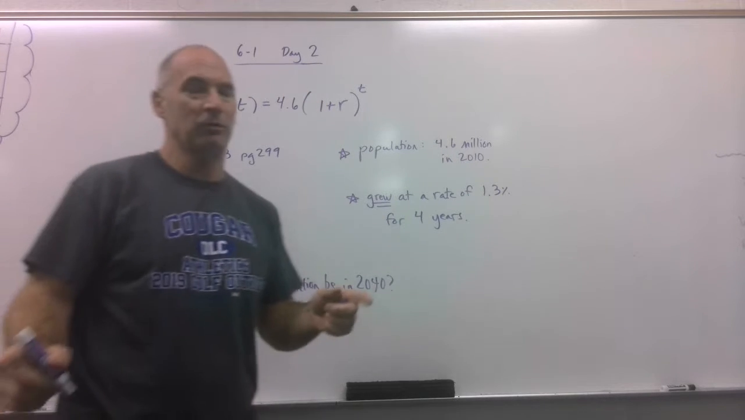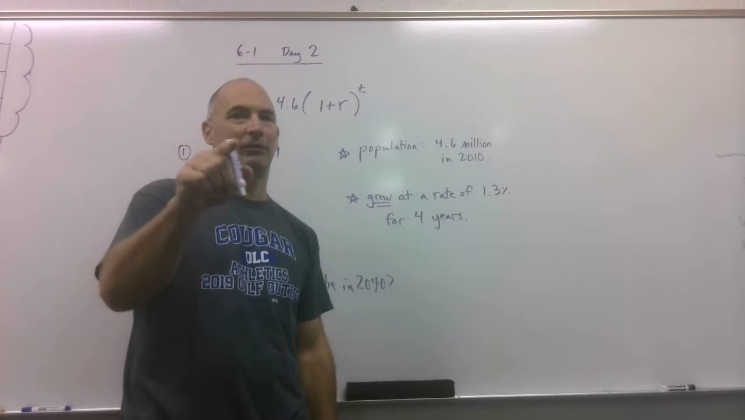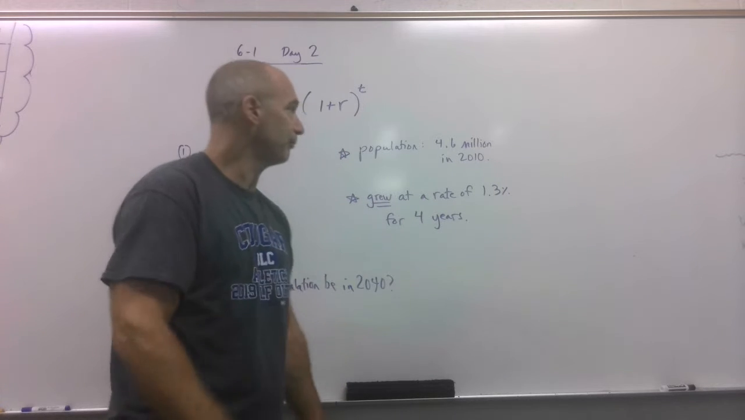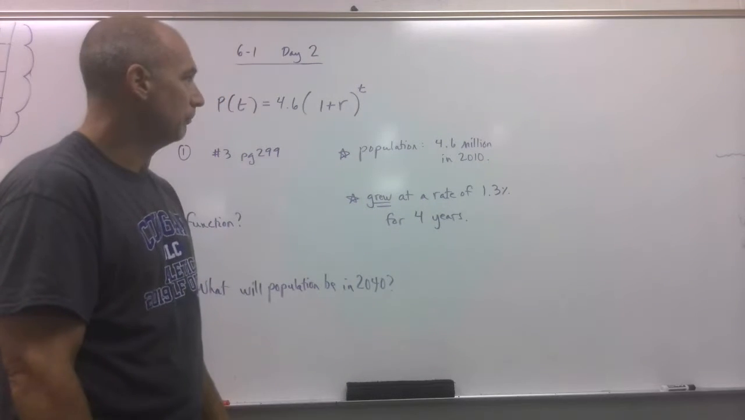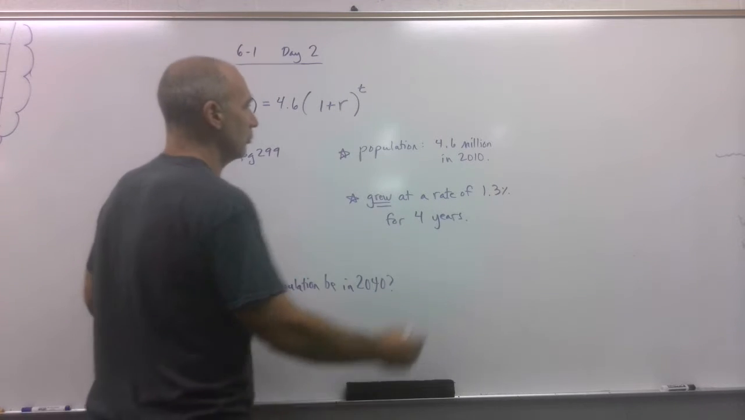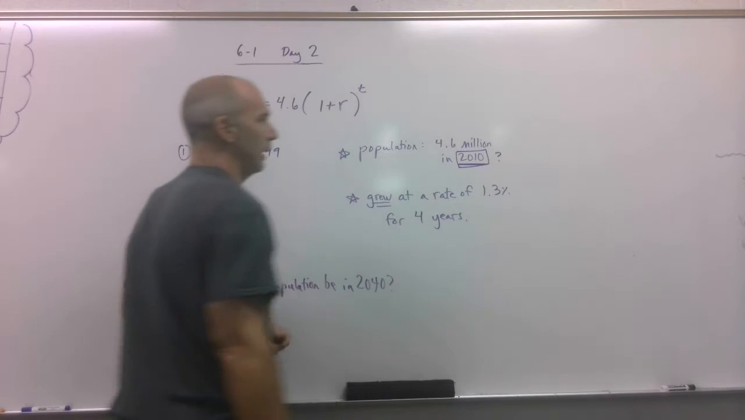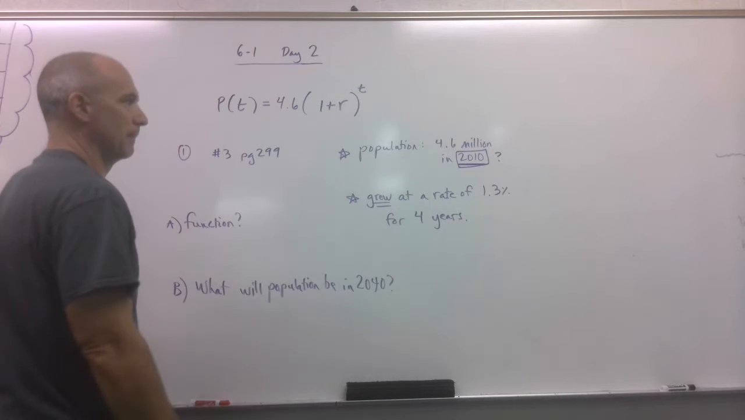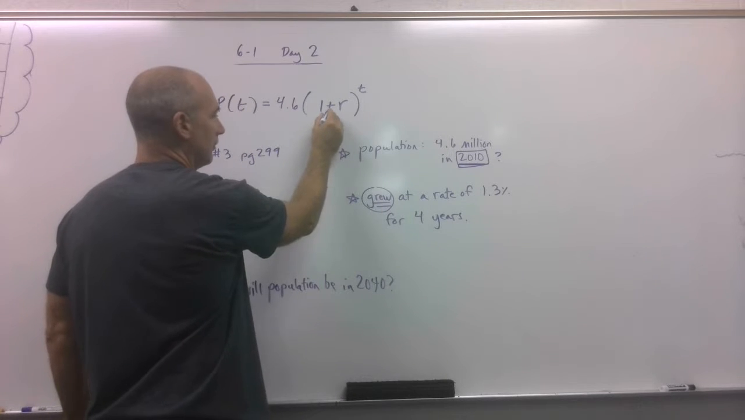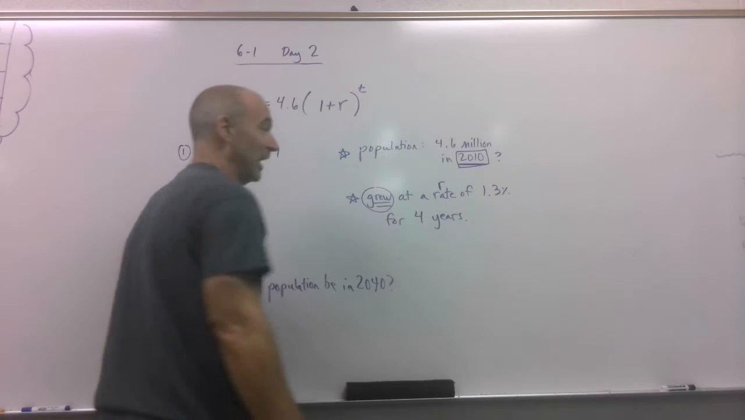We put 4.6 in there, we didn't write 4,600,000. We have to know that this is in terms of millions. In 2010, that's something I'm going to use. Let's hit pause on that a second. It grew, so we're going to keep the plus, at a rate, there's my R, of 1.3%.